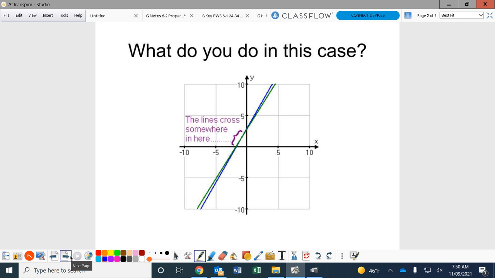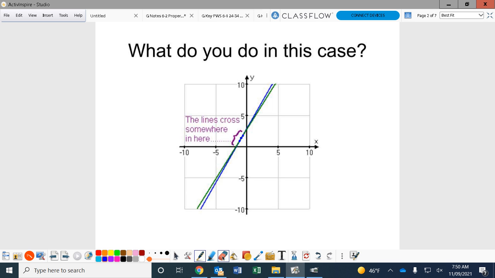For example, if you take a look at this case, these lines are very close together. It is very hard to tell where they are going to cross each other. They could cross each other right here, or right here, or right here. They could also be crossing at decimals. They could be crossing at fractions. And because of that, that would make it extremely hard to find by graphing. It would be extremely hard to estimate a fraction or a decimal by a graph.